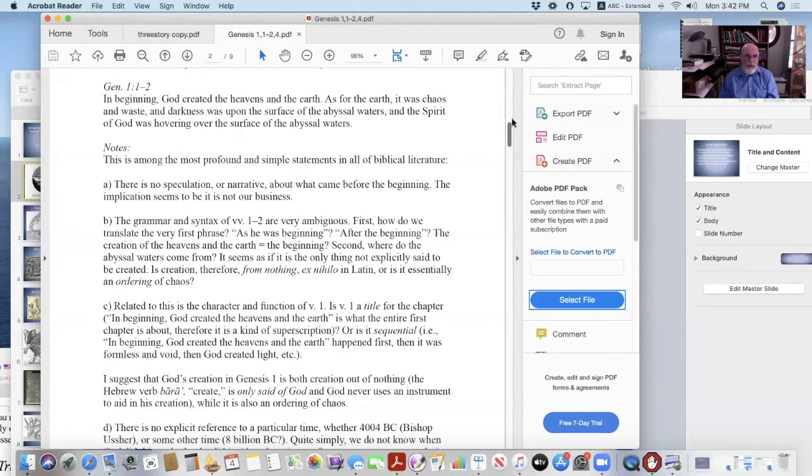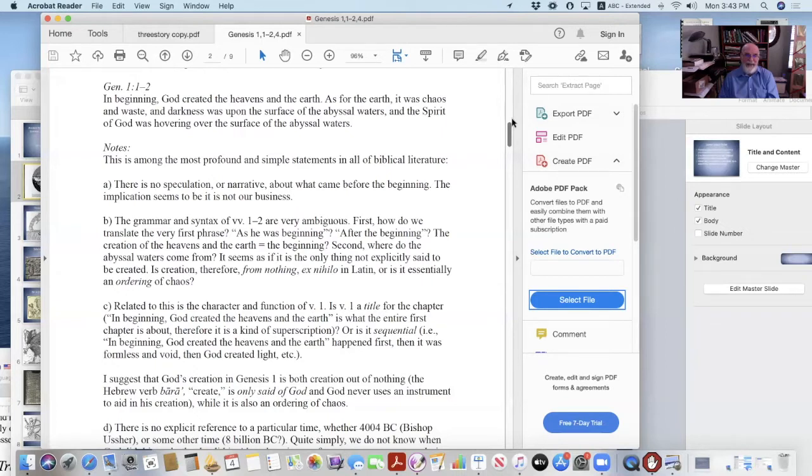A related question is, what is the character and function of verse 1? Is verse 1 a title for Genesis 1:1 through 2:4? In beginning, God created the heavens and the earth equals what the chapter is about. Therefore, it is a superscription or title.